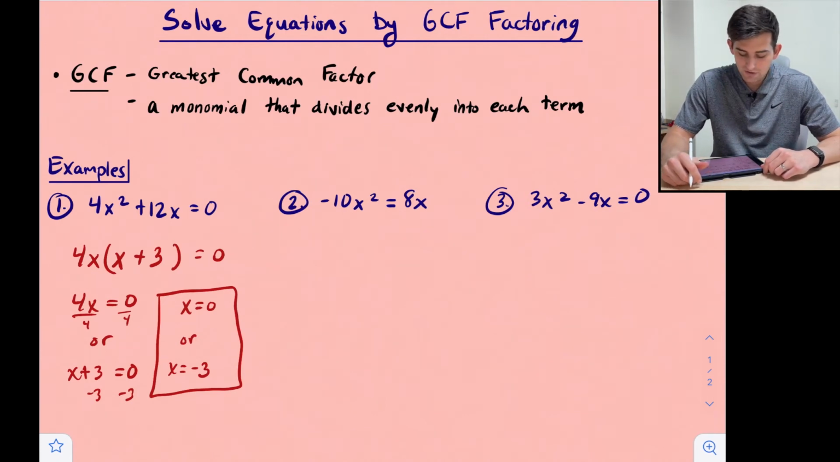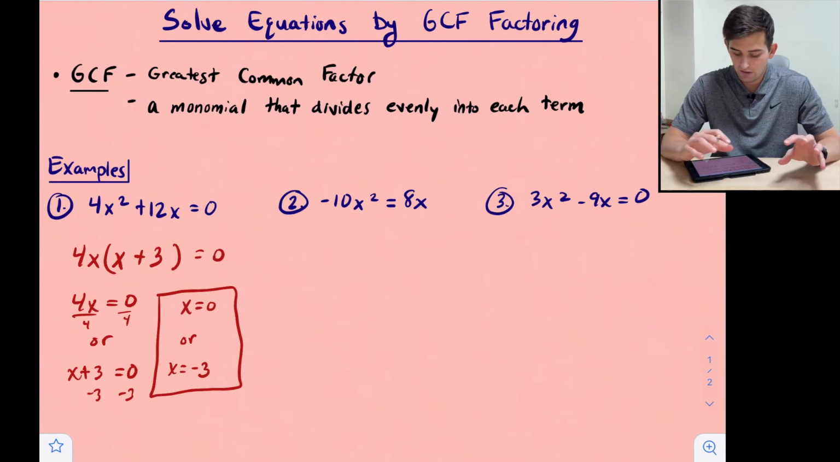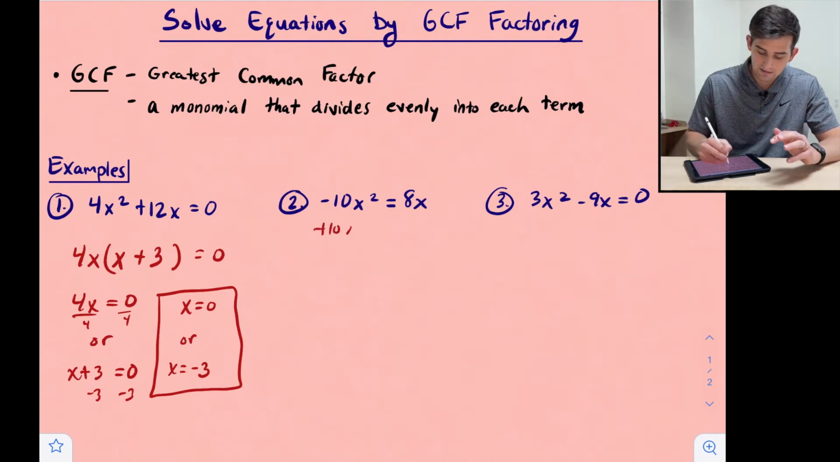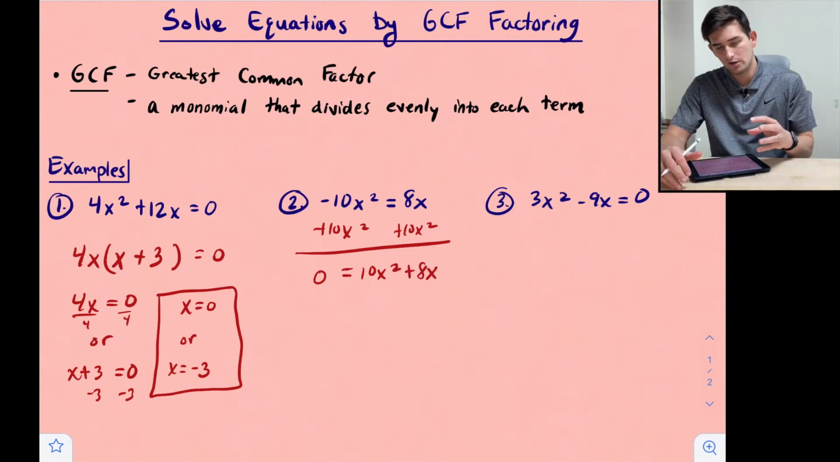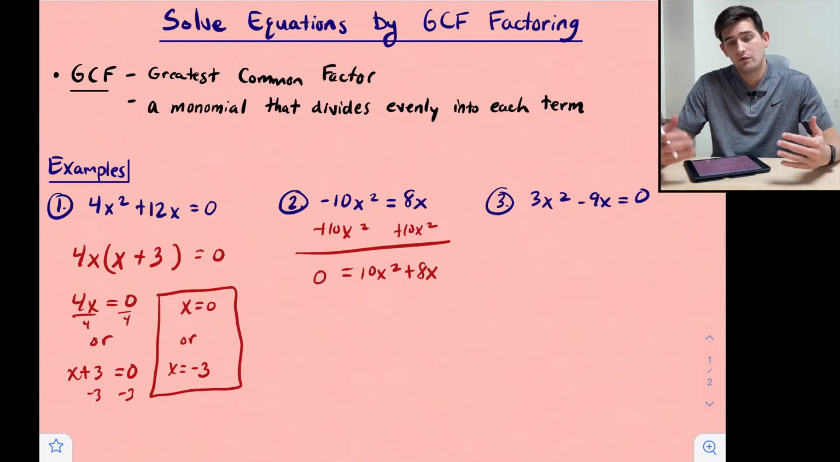For number 2, notice we have the two monomials equal to each other. So before we factor, let's get 8x and negative 10x on the same side. So I'm going to add 10x squared to both sides. So now I can have 0 equals 10x squared plus 8x, right? So now we have the polynomial expression equal to 0, and now we can use the zero product property as long as we can write this in factored form.